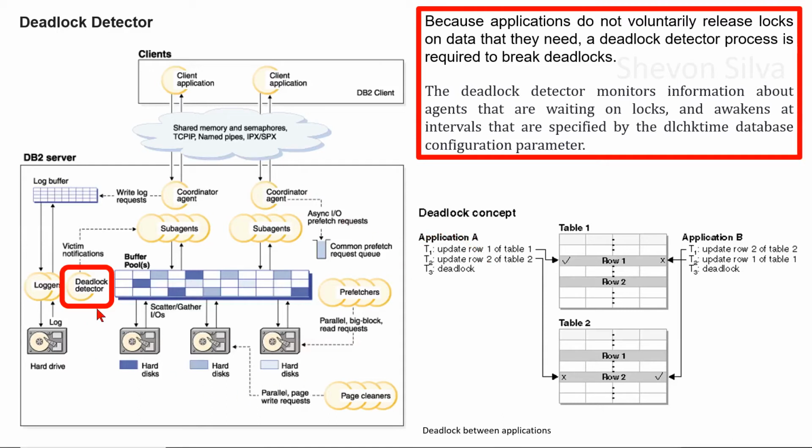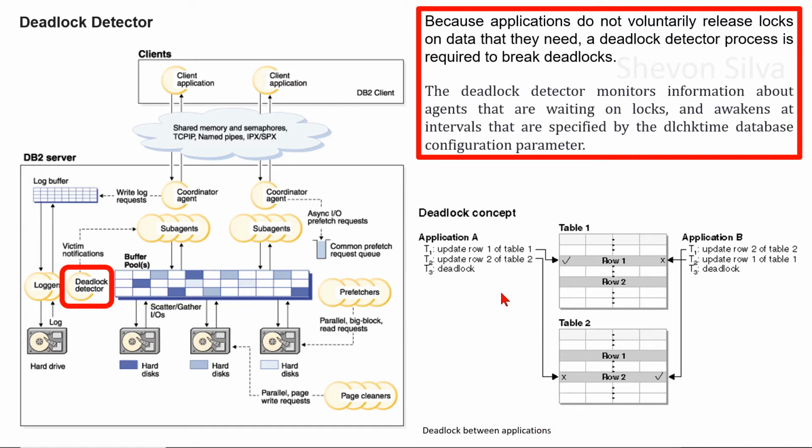Now we are considering a deadlock detector. Because applications do not voluntarily release locks on data that they need, a deadlock detector process is required to break deadlocks. The deadlock detector monitors information about agents that are waiting on locks and awakens at intervals that are specified by the DLCHKTIME database configuration parameter. Here you can see a deadlock between applications.